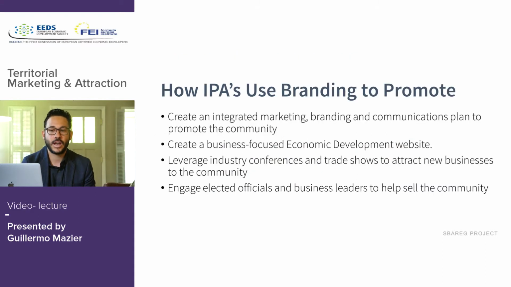Now, how can an IPA use branding to promote itself? Well, you use branding in a lot of different ways. And it can come through different creative work, but it can really be integrated with your marketing and communications plan. You can use it to create an economic development focused website. You can leverage it at industry conferences and trade shows to attract new business. You can use your brand to engage elected officials and business leaders to help sell the community.